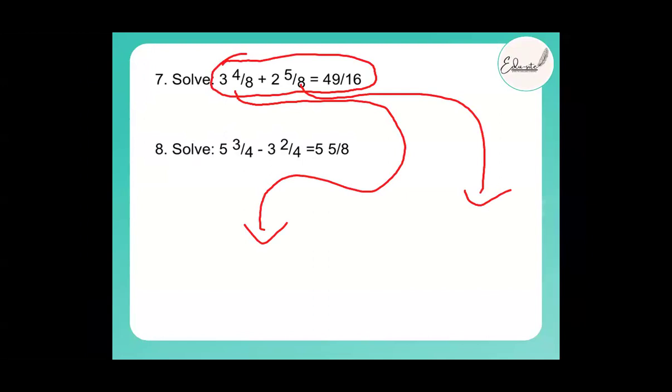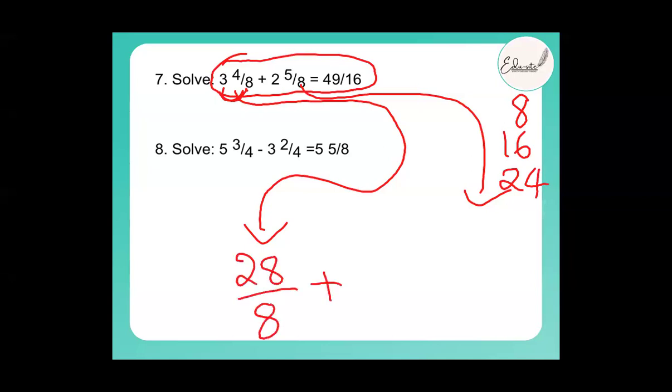Start with the conversion. 3 times 8. 8 1 times is 8, 8 2 times is 16, 8 3 times is 24. 24 plus 4 is 28. Yes, so it is 28 over 8 here.